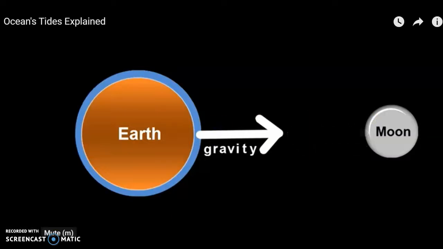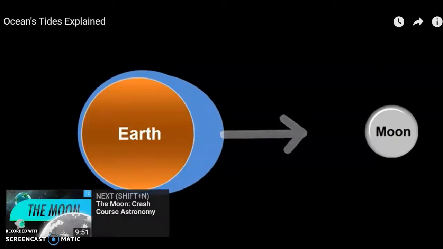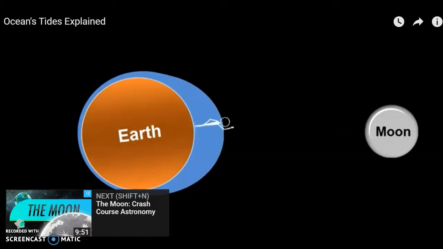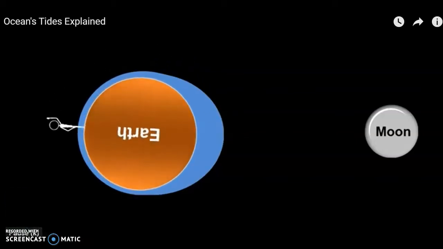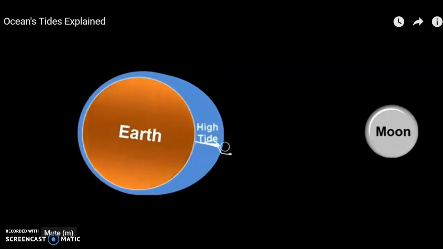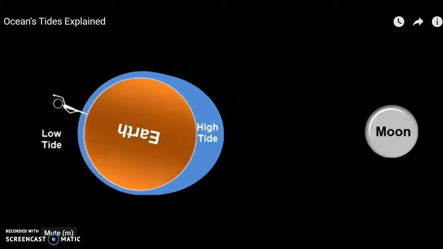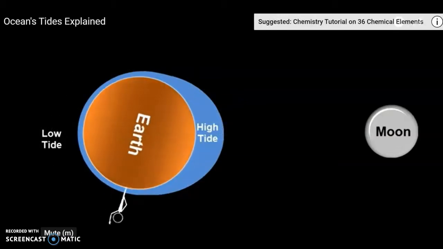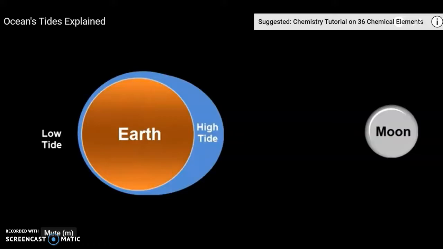But we're only interested in the force on the Earth here. The moon pulls on the ocean closest to it and makes it bulge outwards. When the Earth rotates, the sea level is higher at this point in its rotation, causing a high tide. And a low tide where the oceans don't bulge. So you'd expect one high tide each day.